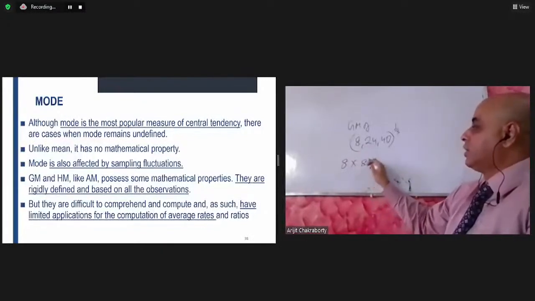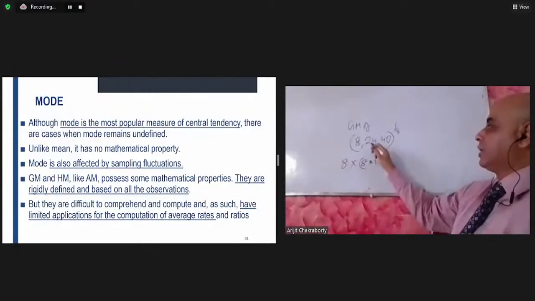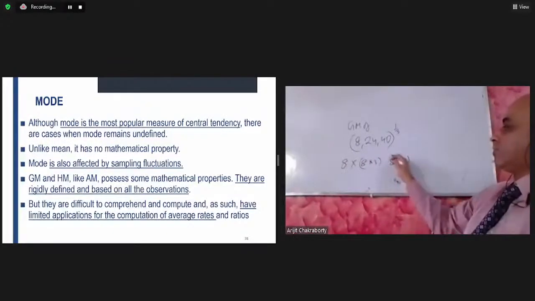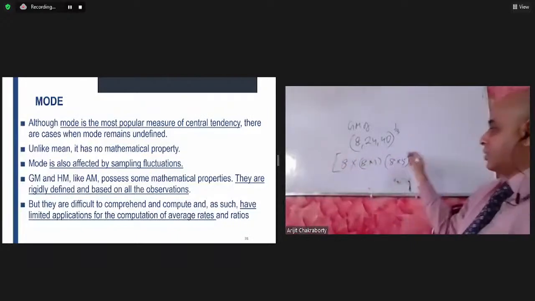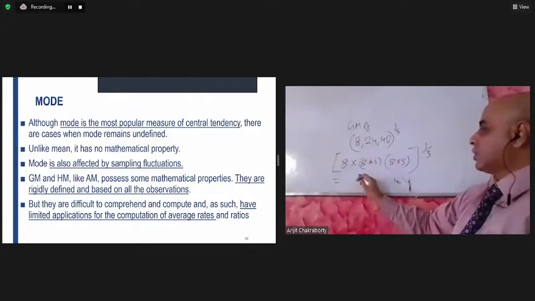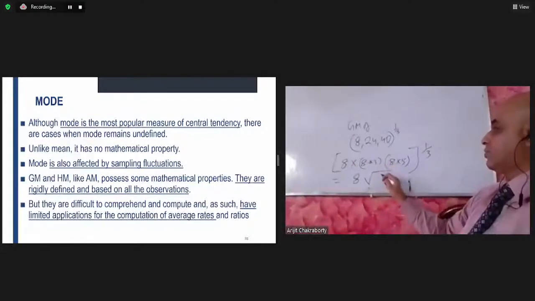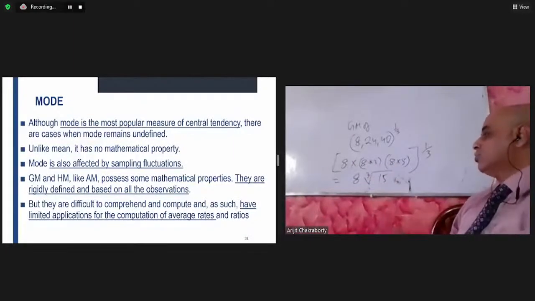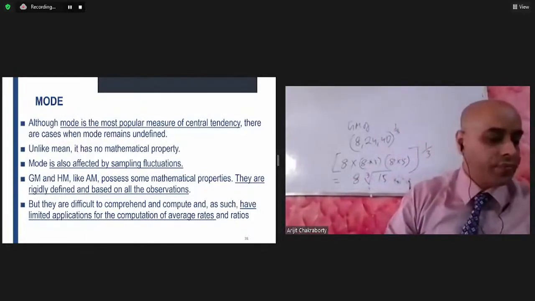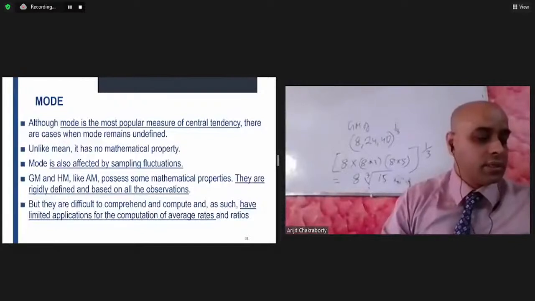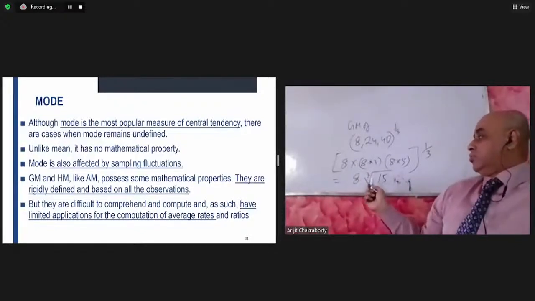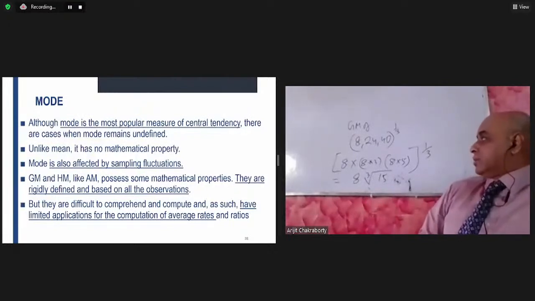8 into 3 is 24 and 8 into 5 is 40. And this will be the cube root of this. So 8, 8, 8 comes out. So 8 is coming out, and you have 5 into 3, which is 15. So 8 into cube root of 15. This will be the answer for this question. The question came from Koma Lakshmi: what is the GM of 8, 24, and 40? So it is 8 into cube root of 15. That is what I'm getting.